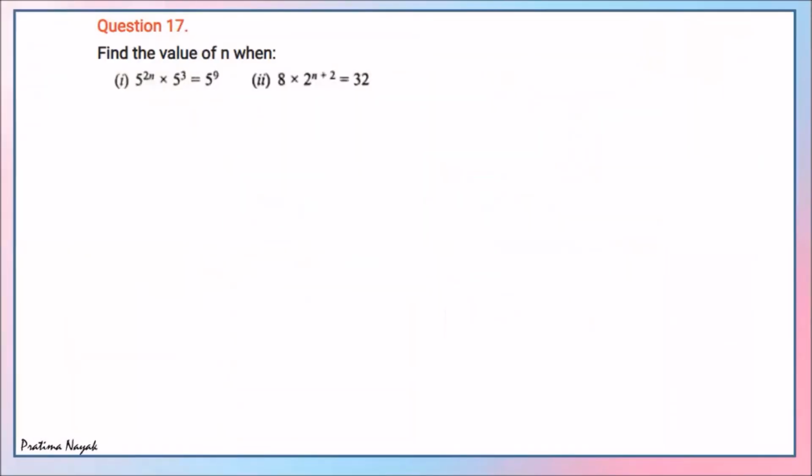Question number 17. Find the value of n when 5 to the power 2n into 5 to the power 3 is equal to 5 to the power 9. So a to the power m multiplies a to the power n is equal to a to the power m plus n. So I'll write this as 5 to the power 2n plus 3 is equal to 5 to the power 9. They have the same base and they are equal, so their exponents will be equal.